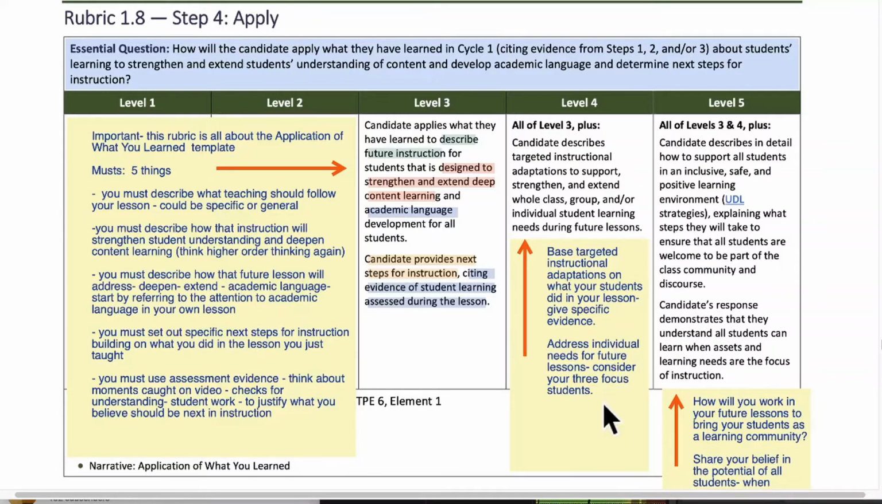Okay. Address individual needs for future lessons. Consider your 3 focus students. In fact, this is probably a really good idea. If you were to go ahead and say for focus student 1, I will do this, focus student 2, I would do this, and focus student 3, I would do this, it probably moves you to a 4. Remember, you have to have all of these before you get any of these.